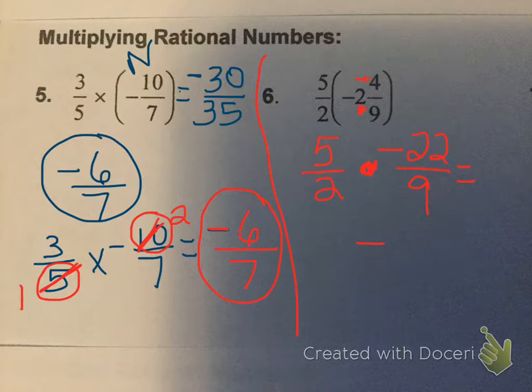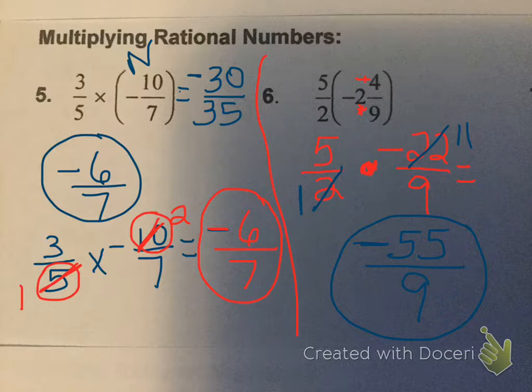And I'm going to cross cancel, because in my opinion, I'd rather cross cancel than multiply. 5 times 22 isn't that difficult, but then I am going to have to simplify my problem. If I cross cancel, I'm not going to have to simplify. So I'm going to go ahead. 2 and 22 are both divisible by 2. 2 divided by 2 is 1. 22 divided by 2 is 11. Now I could just multiply straight across. I'm going to keep my negative there. 5 times 11 is 55, and 9 times 1 is 9.